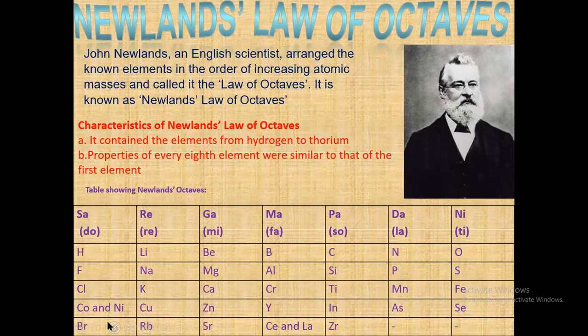What are the characteristics of Newlands' octaves? It contains the elements from hydrogen to thorium, and the properties of every eighth element were similar to that of the first element. Suppose if we take lithium as the first element, then the eighth is sodium. And if we take potassium as the first element, then Cu is the eighth element. So the property of the first element is similar to the property of the eighth element. That's why this law is known as octaves.